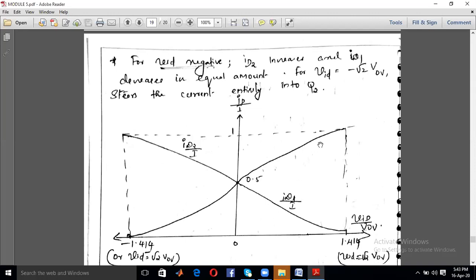Please note that this particular graph is for ID1 by I and this particular graph is for ID2 by I. Of course, you could have written this here, so that you can note down this label. This is ID1 by I, which you should write here. You should specify it in this particular graph. Any doubts?